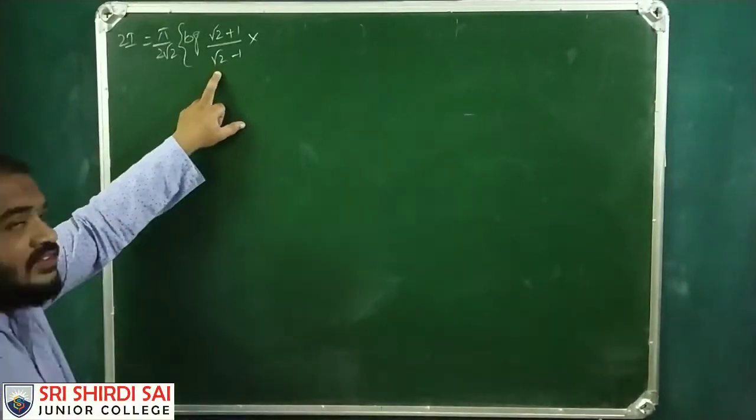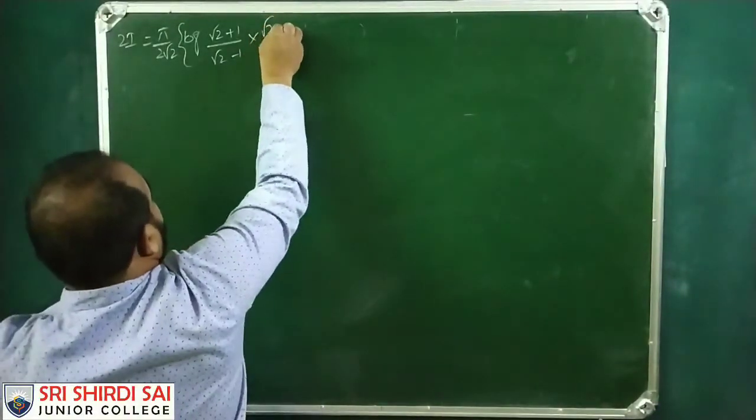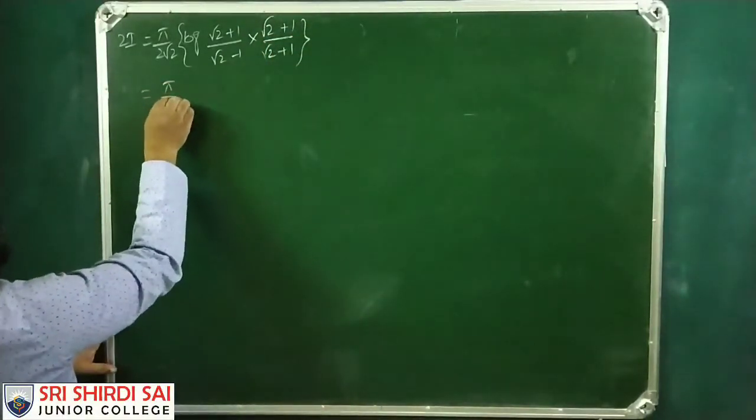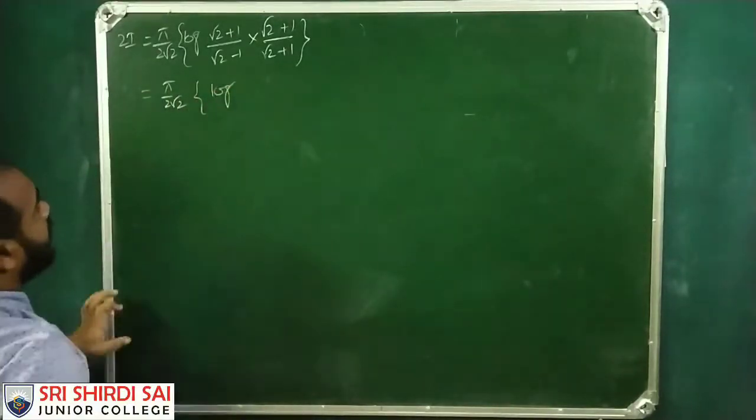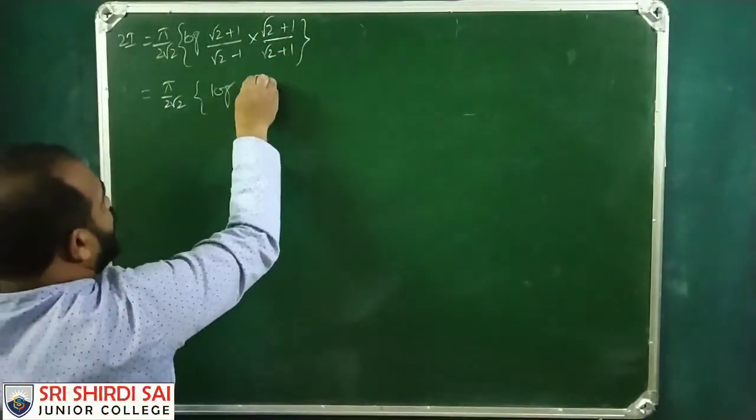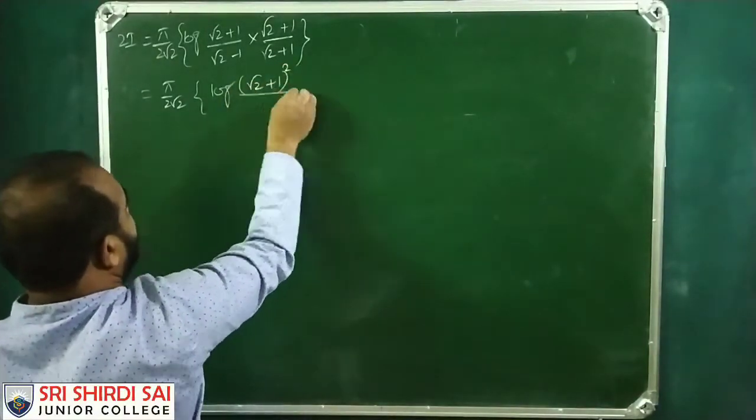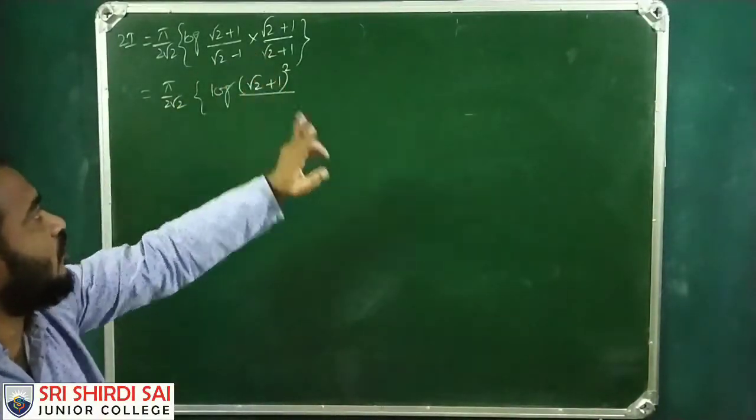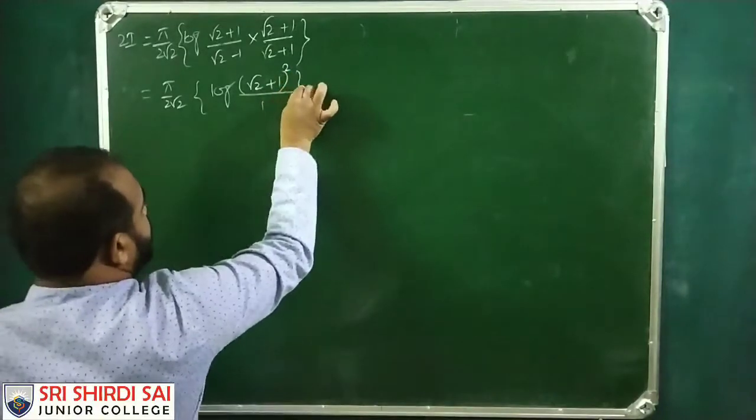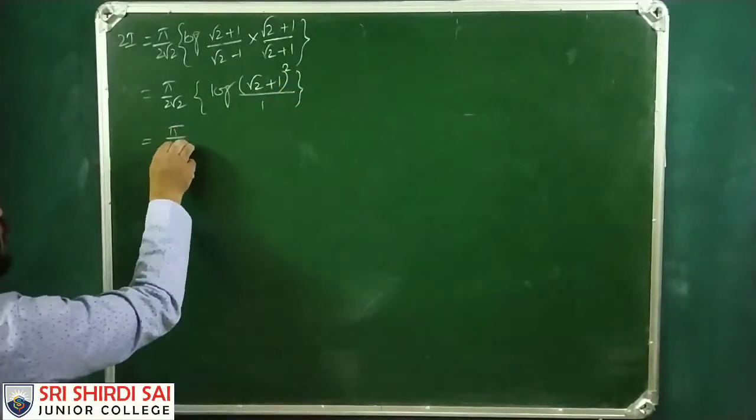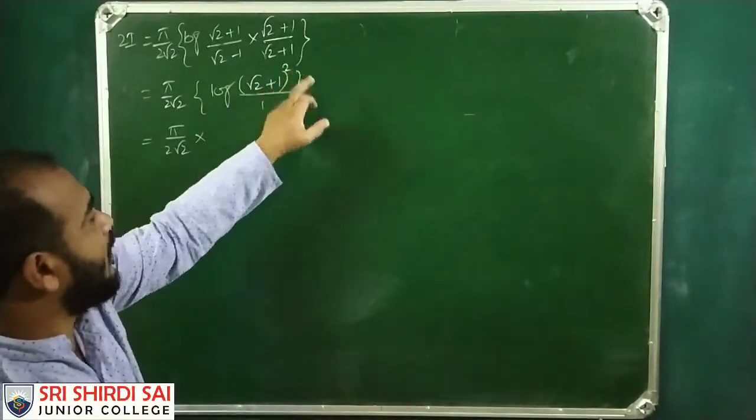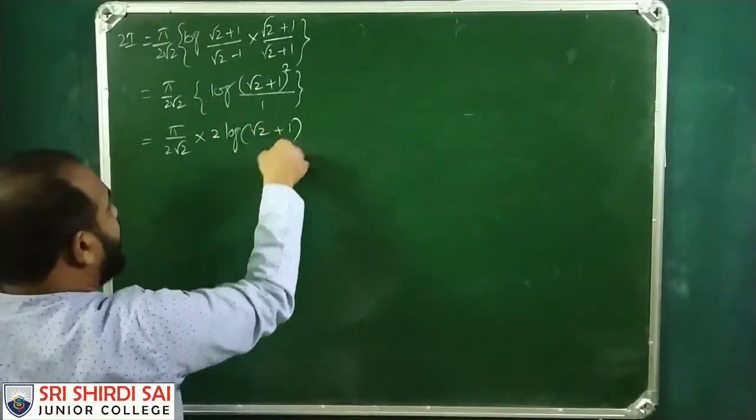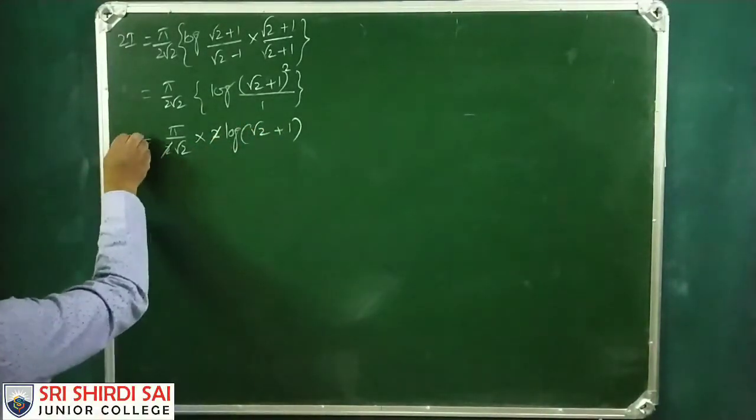So I will rationalize the denominator. Root 2 plus 1 by root 2 plus 1. So pi by 2 root 2 log, root 2 plus 1 into root 2 plus 1 is root 2 plus 1 whole square, by a minus b into a plus b, a square minus b square. Root 2 square is 2, minus 1 square is 1, 2 minus 1 is 1. So pi by 2 root 2 into log, a to the power of m is m log a, so 2 log root 2 plus 1. So 2 gets cancelled. This is 2I.